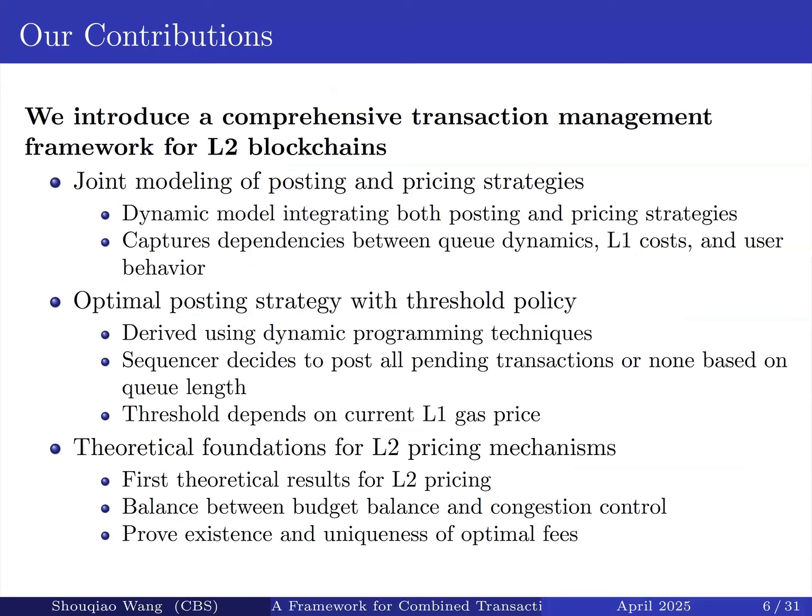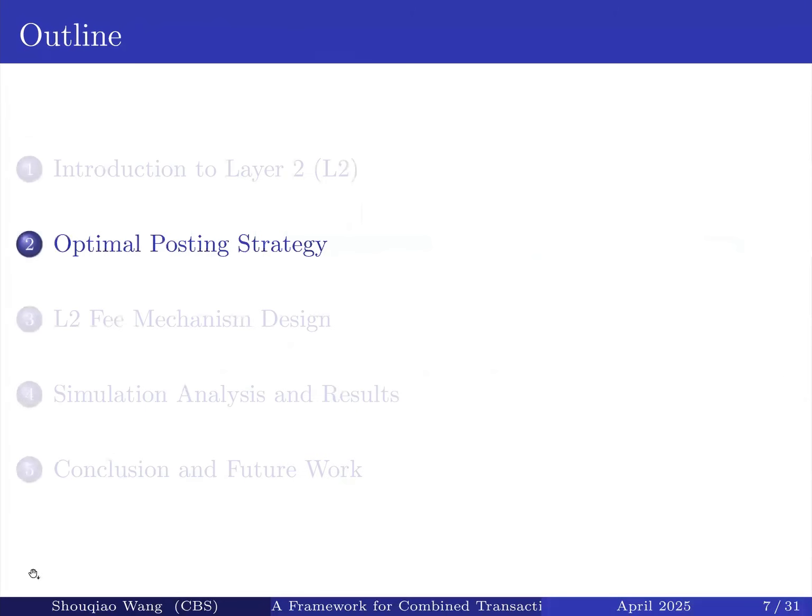Second, we derive an optimal threshold posting policy using dynamic programming techniques. This policy guides L2 sequencers in deciding when to post transactions based on queue length and current L1 gas prices. Third, we establish theoretical foundations for L2 pricing mechanisms that balance budget balance and congestion control, proving the existence and uniqueness of optimal fees under certain conditions. Then, I will introduce the optimal posting strategy within our framework.